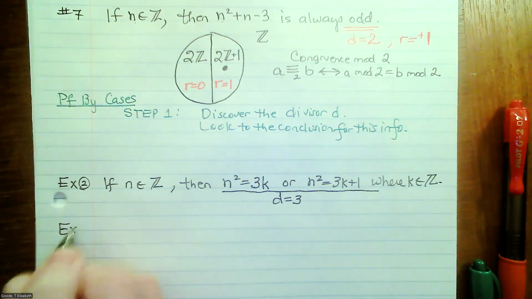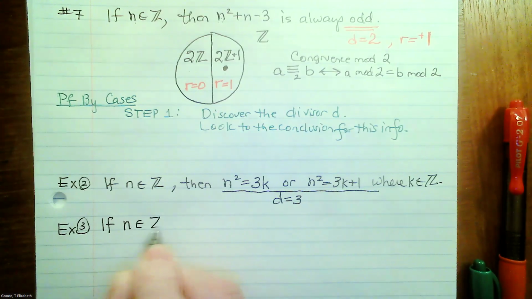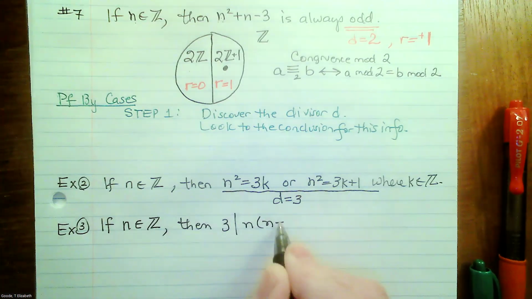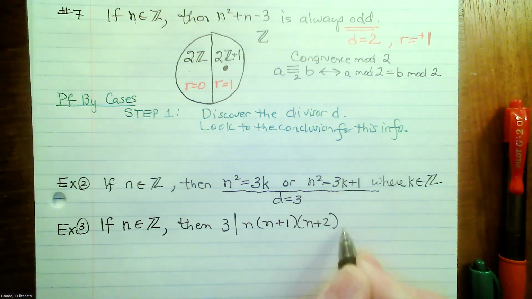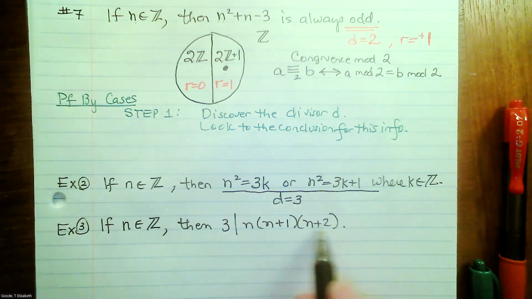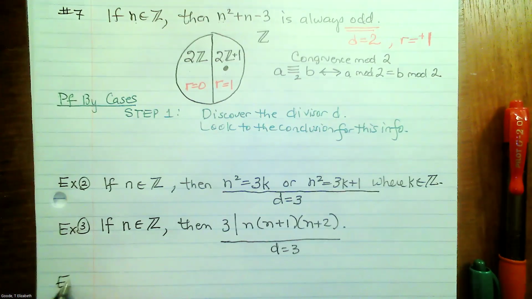Another example, we looked at this last night. If n is in Z, then 3 divides the product of 3 consecutive integers. In other words, 3 divides this. Well, D is still 3. We're just saying when we look at this product of 3 consecutive integers and divide it by 3, we get a remainder of 0. In other words, it's actually divisible by 3. So here are 2 examples of statements where the divisor is 3. Does that help? Yeah, that makes it a lot more clear. Thank you.